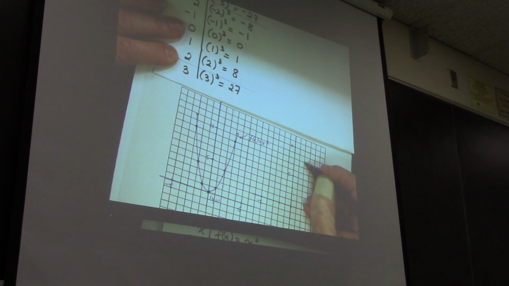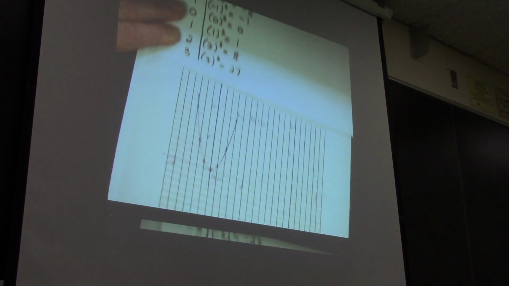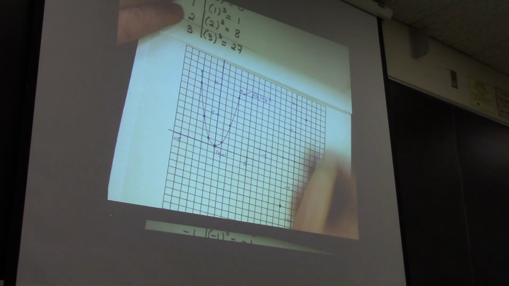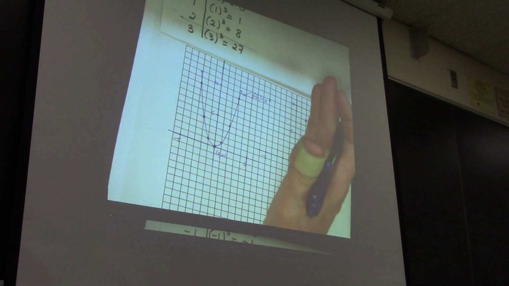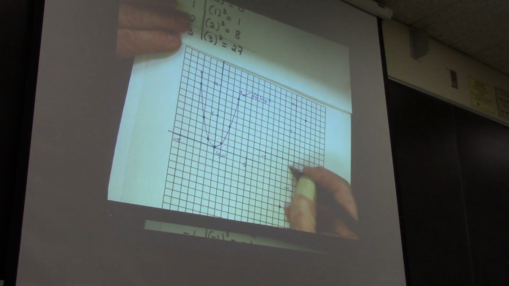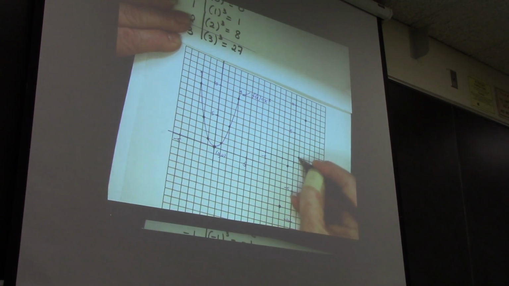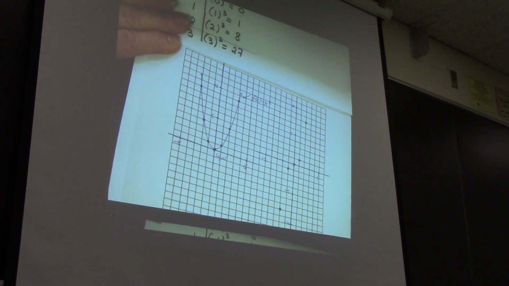Let me just plot +2 comma +8, right after that one. Those 2 points are mirror images. When their x's and their y's are opposites, those 2 points are reflections of one another through the origin. Okay? Then I have -1 comma -1, and then +1 comma +1. Again, those 2 points are mirror images across the origin. And then I have 0, 0, the origin itself.